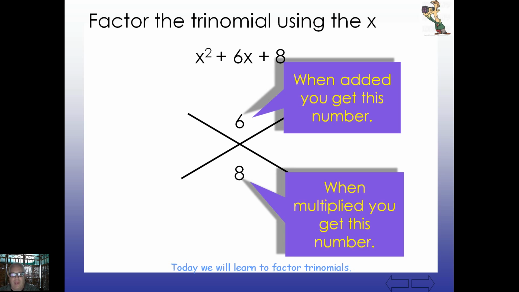Well, how do you multiply to get 8? Well, 8 is 1 times 8. But if I add 1 and 8, I get the number 9. So that's not going to work. How else can you multiply to get 8? Well, we know that's going to be 2 and 4.